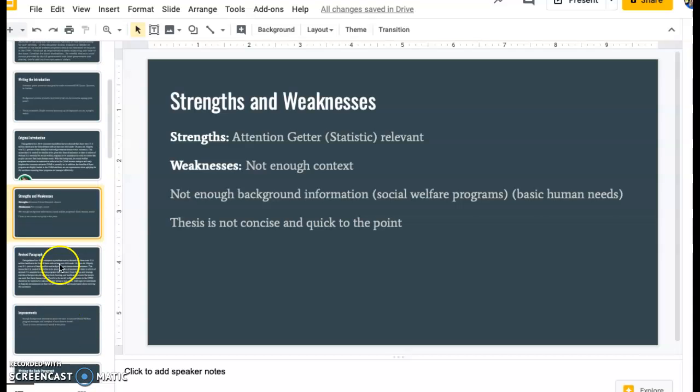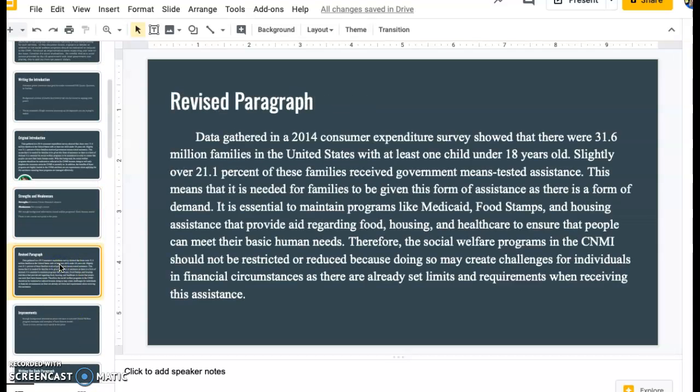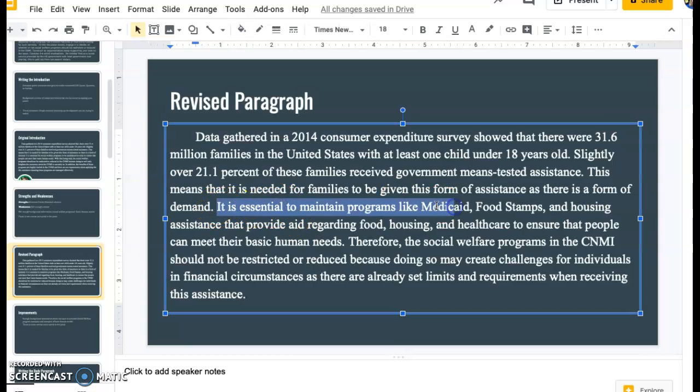So here is the revised paragraph. As you can see, when you state things like Medicaid, food stamps, and housing assistance, that provide aid regarding food, housing, and healthcare, you're explaining the social welfare programs, what they do, and basic human needs.